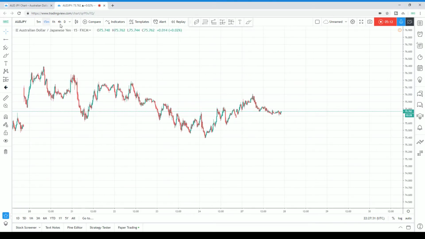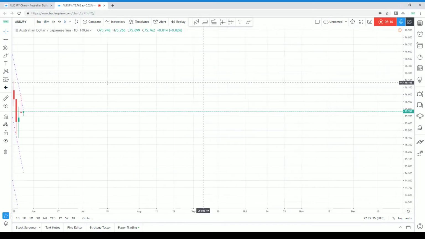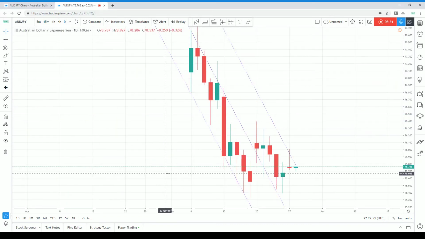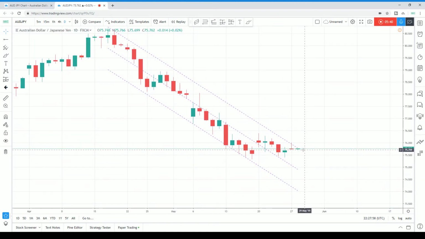Hopefully that is of some use to you guys. Just a quick recap, just based on the daily. On the daily, we're seeing this downward movement, and it's currently overbought and anticipating a reversion to the mean.